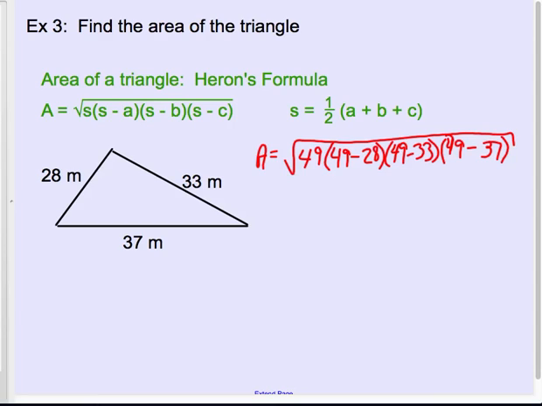Again, I just type this all in at once. And I got for my area about 444.486 square meters. Again, don't forget to label your answers.